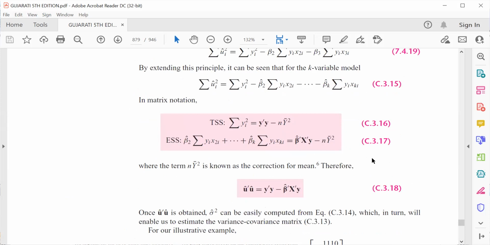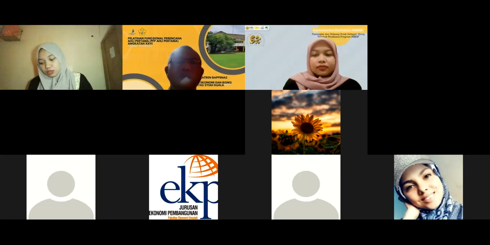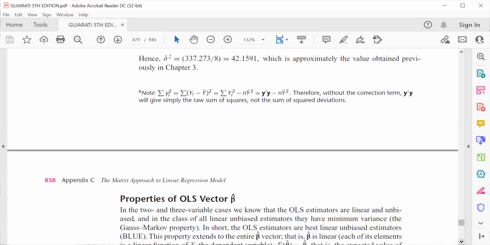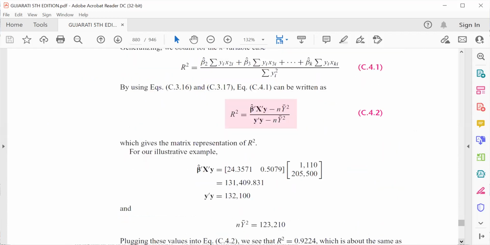Any question? No question? You get it? If you have no questions, we can continue with R square, the coefficient of determination. It is (beta prime x prime y minus n y bar square) over (y prime y minus n y bar square).